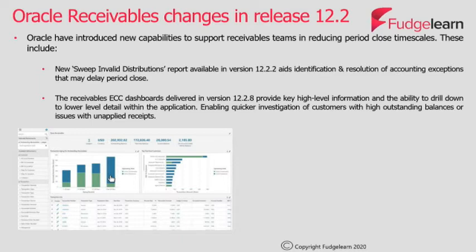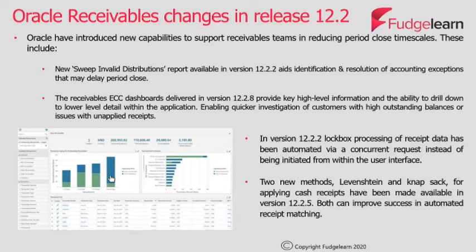In version 12.2.2, lockbox processing of receipt data has been automated via the availability of a concurrent request, which can be used instead of initiating receipt matching from within the user interface. This concurrent request should help to speed up the receipting process.